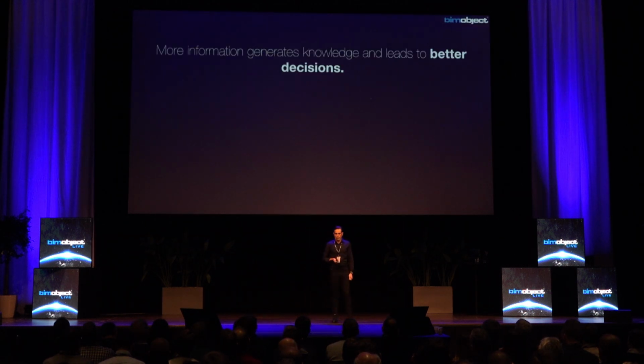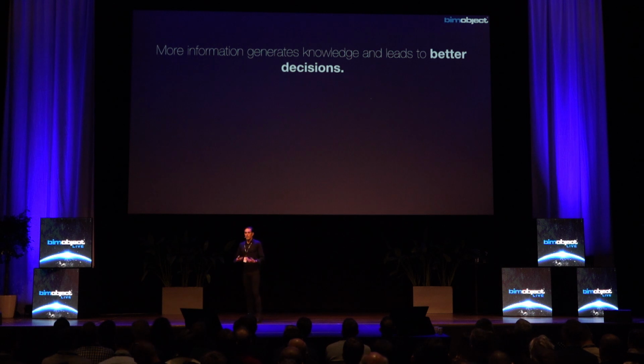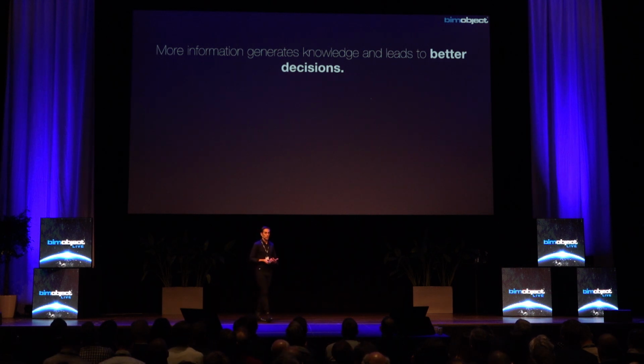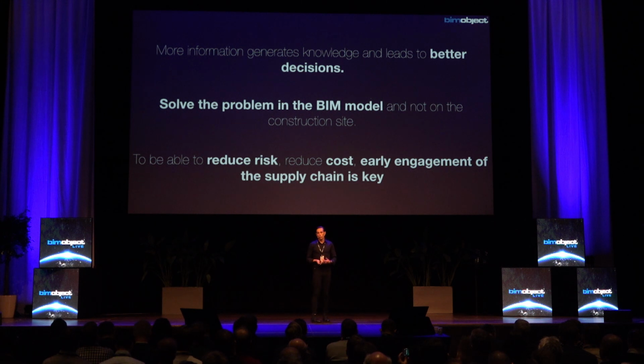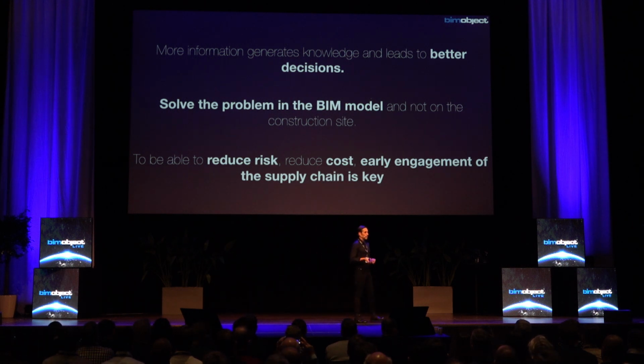So why are we doing this? Obviously, tying back everything into what Stefan said, we need to build in a more sustainable way. We can't continue what we're doing. And we're doing our hardest at BIMobject to really disrupt and to get people to stop just taking old processes and digitizing them, but look at new ways of doing things. Solve issues in the BIM model, not out on site. It's costing too much money and there's too much waste. And obviously, we want to reduce risk, and we want to do it as early as possible. Early engagement of the supply chain is key.